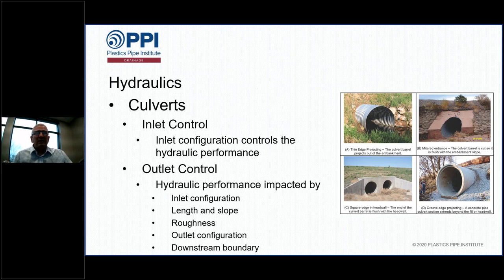Outlet control is when everything matters. This becomes more of a permutation again of Bernoulli, and you actually have to look at our system losses. We have to consider the inlet configuration because that gives us our inlet loss, the length and the slope, which gives us our overall friction slope and our friction loss, which is coupled with the roughness, which also talks about our friction loss. Then we have to talk about our outlet configuration, which is our outlet loss. And finally, we have to think about the downstream boundary condition, which is the tailwater at the outlet of the pipe, because that's going to be our starting water surface when we go through this calculation, thinking back about Bernoulli.